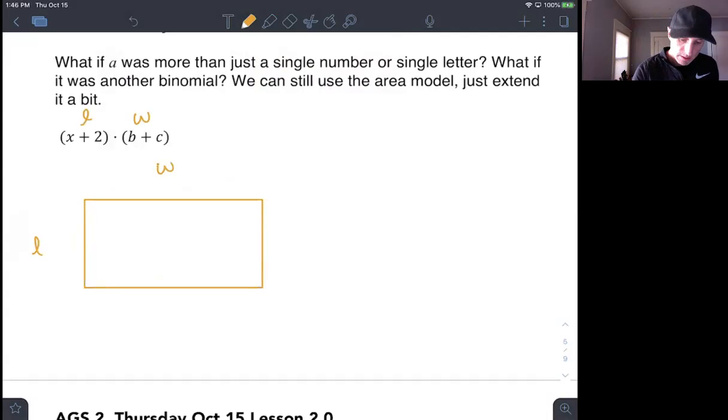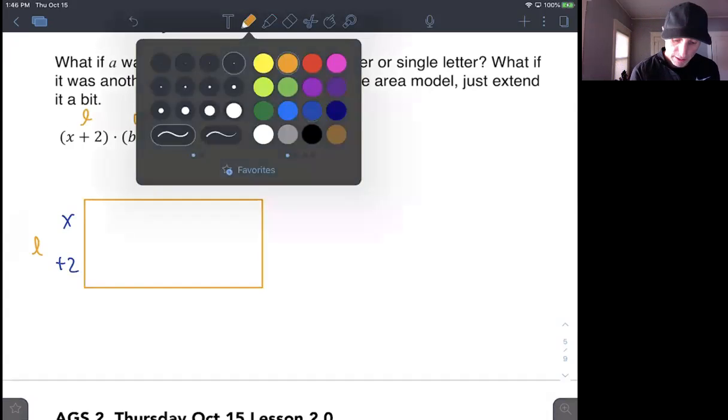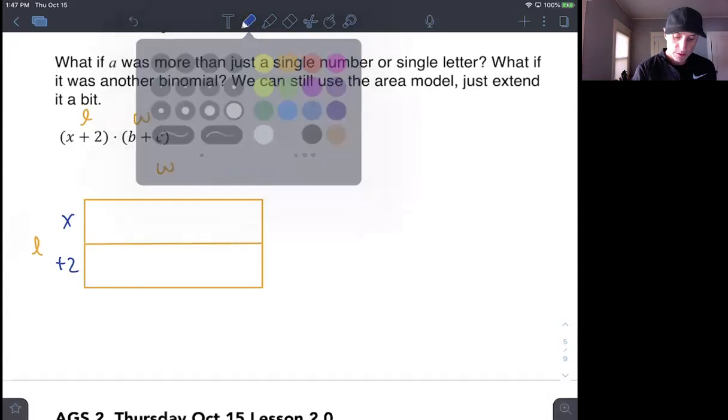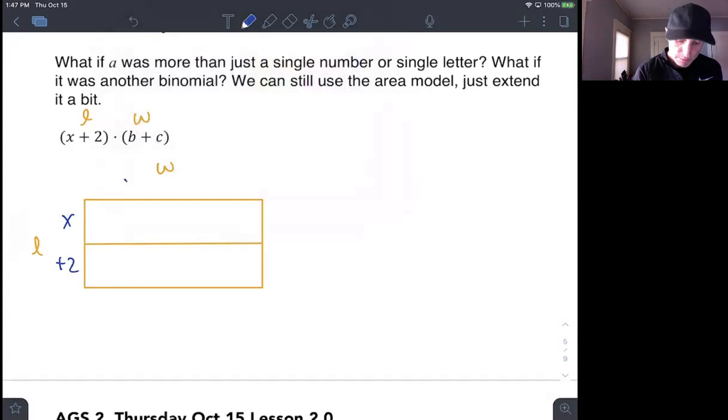And since the length is x plus 2, I'm going to write it down like that. Now there's two parts to that. There's an x and there's a plus 2. So kind of like on the previous example, I'm going to divide this rectangle down the middle. There's also two parts to the width. There's b and there's plus c. So I'm going to divide that this way. Now I have 4 sections in the middle.